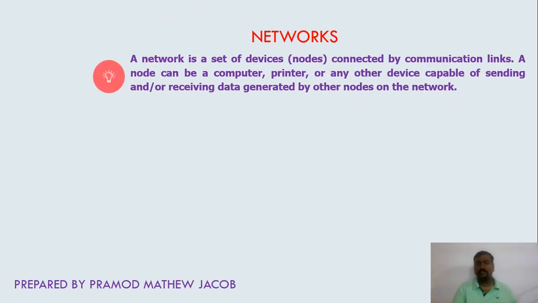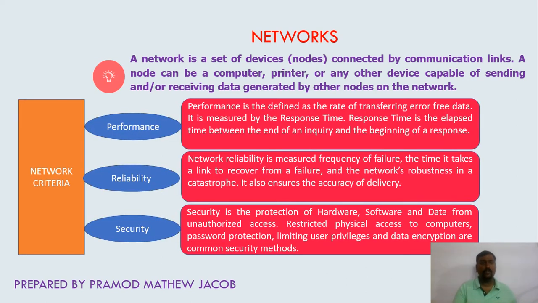A network is a set of devices connected by communication links. These devices are also called as nodes. So in a typical network, we call all the connected devices as nodes. A node can be a computer, printer, or any other device capable of sending or receiving data generated by other nodes. Next, let's see what are the various criteria followed in computer networks.